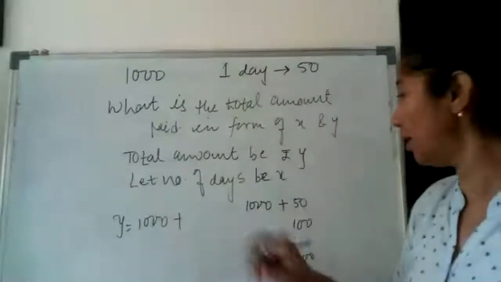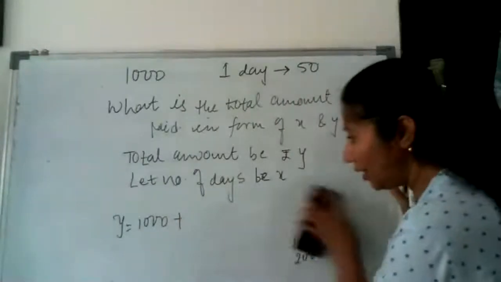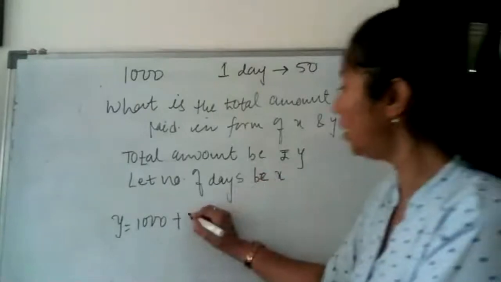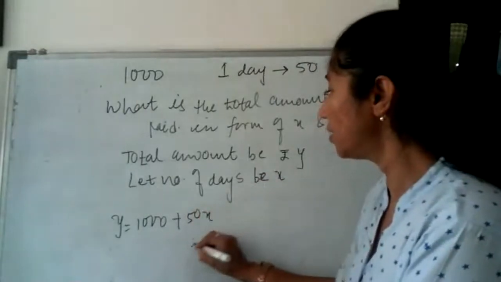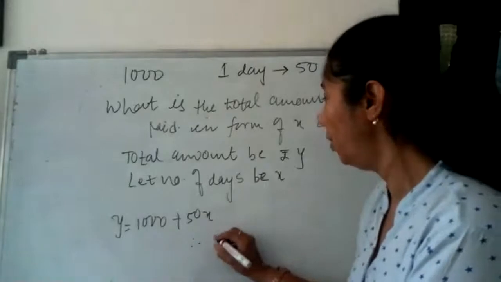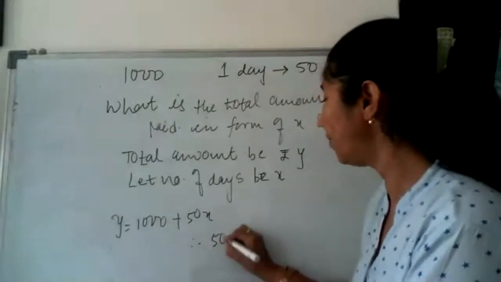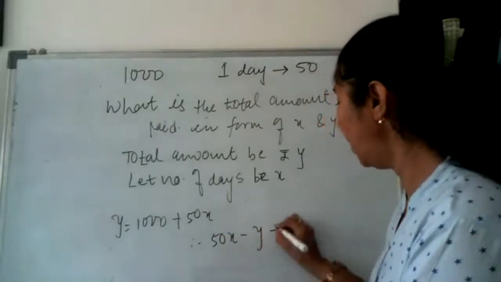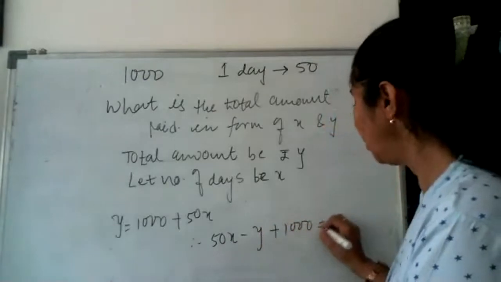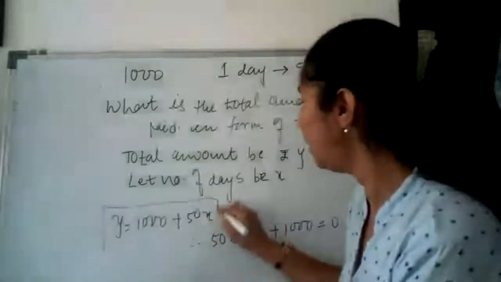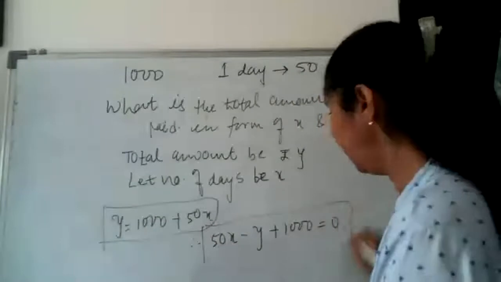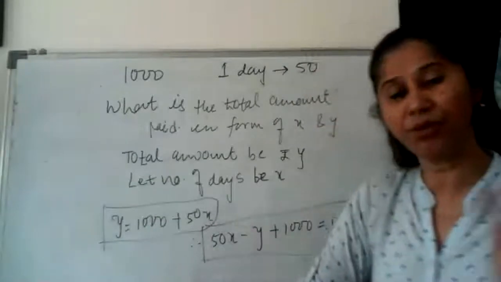Yeah, I think somebody has written, maybe you have written. So you get the same answer, 50 into x. And we have to write it in this way, so I would write this equation as 50x minus y plus 1000 is equal to 0. Or you can also write the equation in this form. So I think it's quite simple for you to understand.